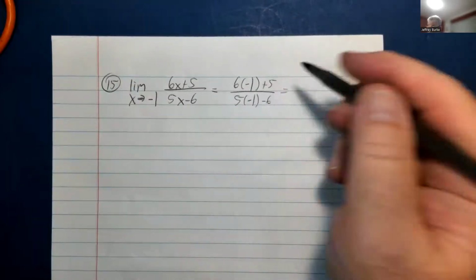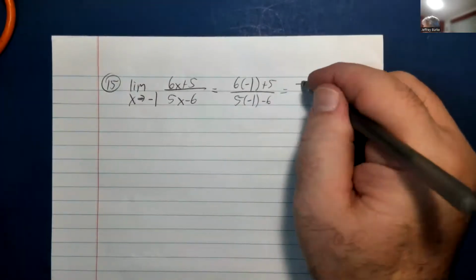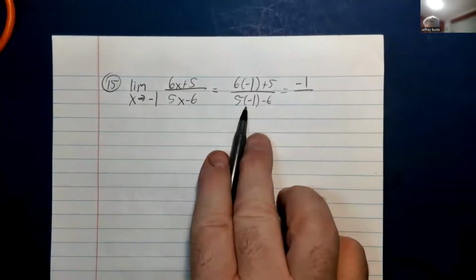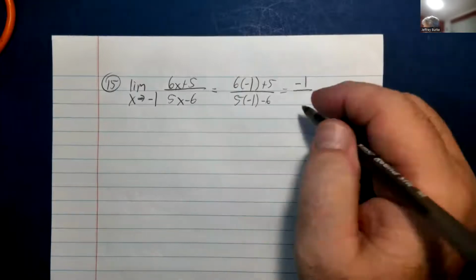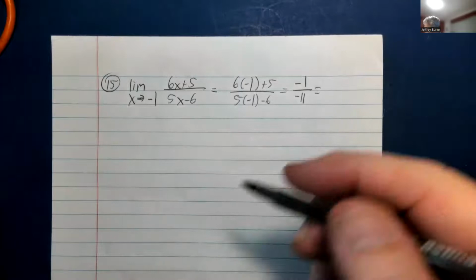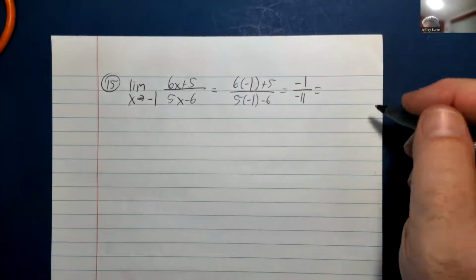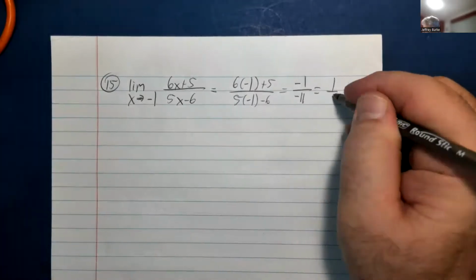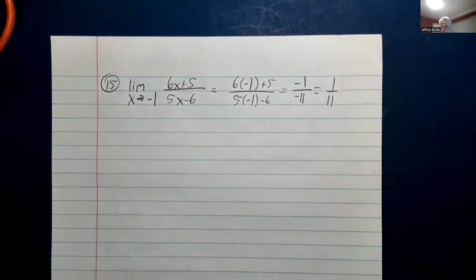So 6 times -1 will be -6 plus 5. That'd be -1. 5 times -1 will be -5 minus 6. That'll be -11. But you don't want to keep that as -1 over -11, because a negative divided by a negative is positive. So we're just going to write this as 1 over 11. And that's the limit of the function as x approaches -1. Notice here it's not approaching from a particular side, so we're fine there.